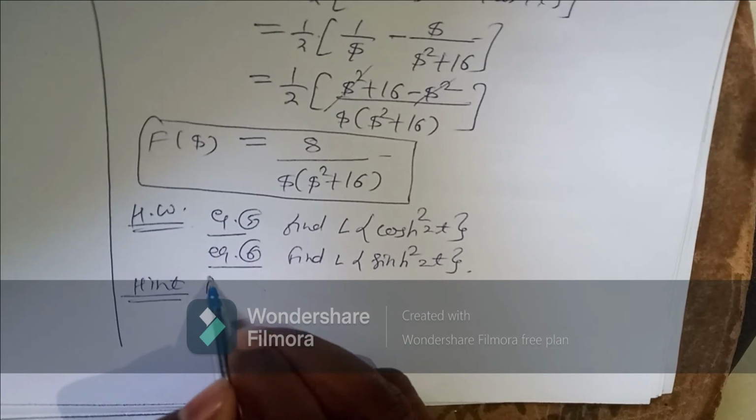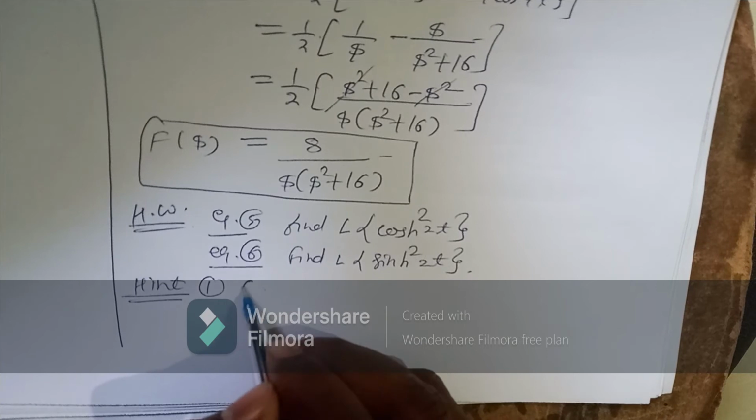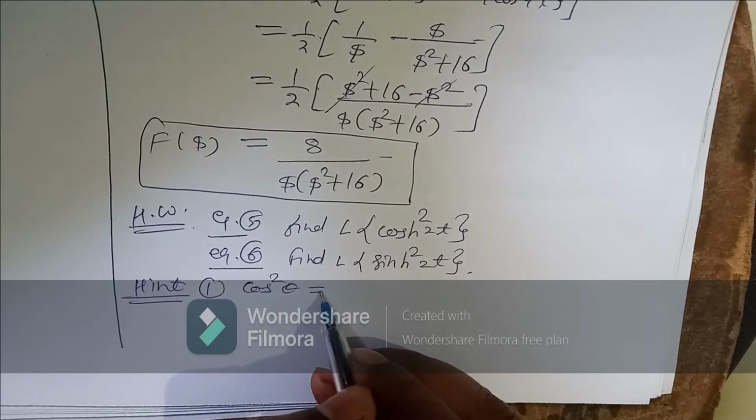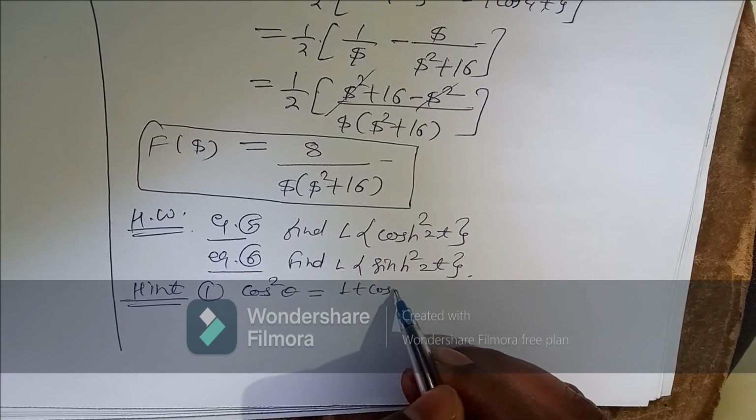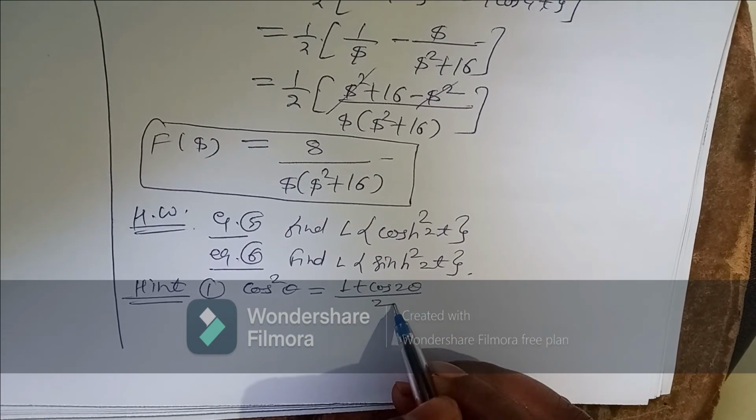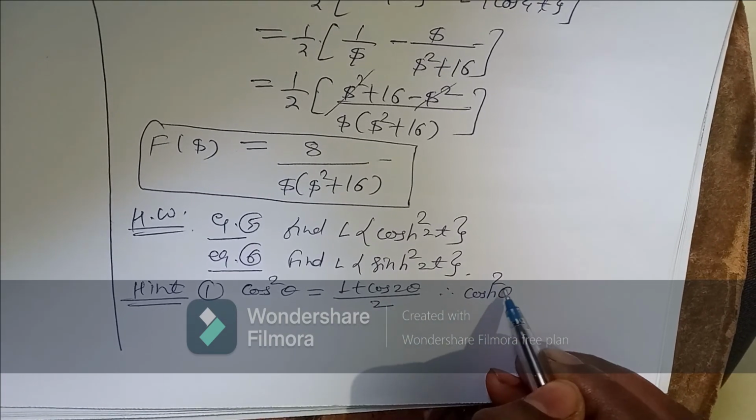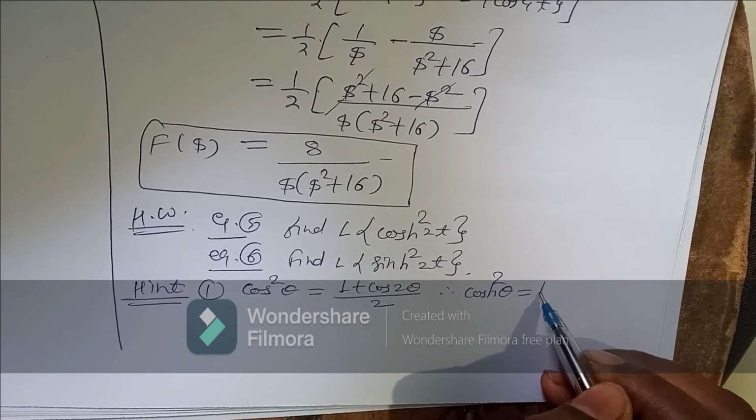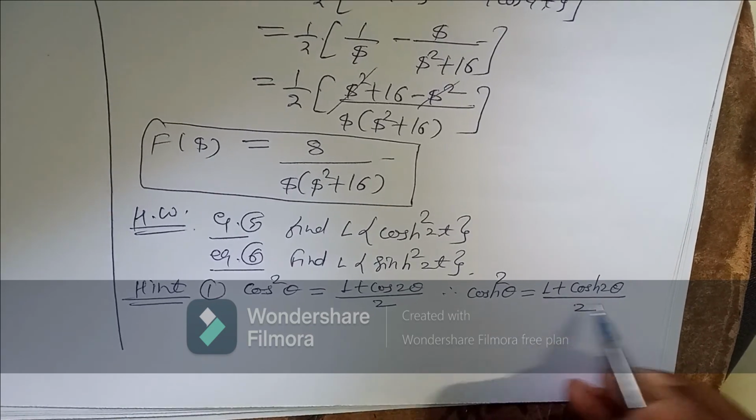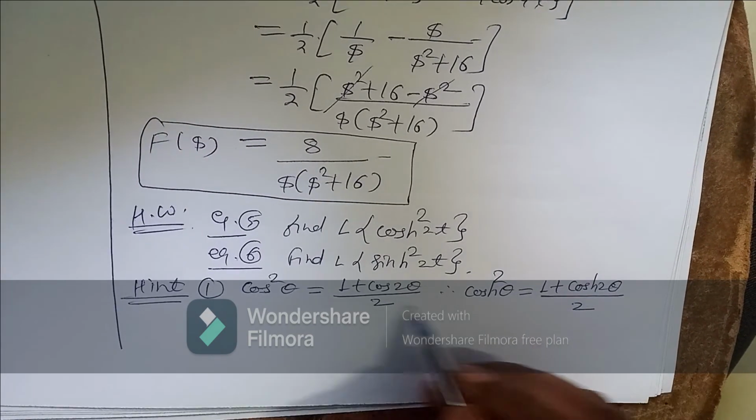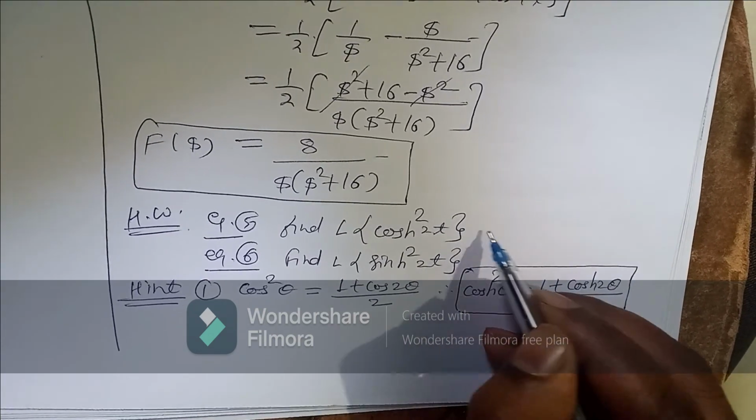So first hint, that is for cos hyperbolic square 2t. We know that cos square theta is equal to, what is that formula? Cos square theta is equal to 1 plus cos of 2 theta divided by 2, isn't it? So therefore cos hyperbolic square theta is equal to, remember this formula, this is as it is, 1 plus cos hyperbolic 2 theta divided by 2. So there is no change at all. Just we have to put the hyperbolic sign. So this is the formula for this particular example.